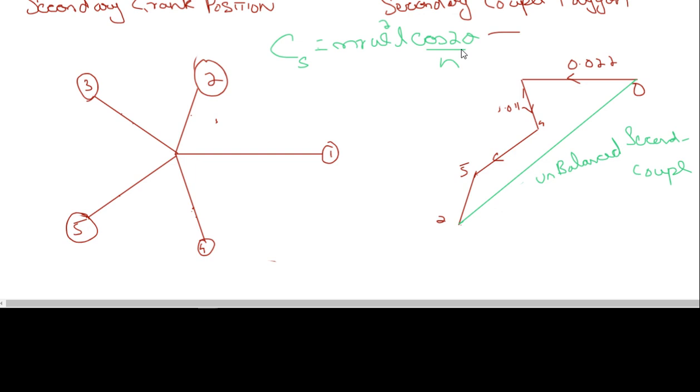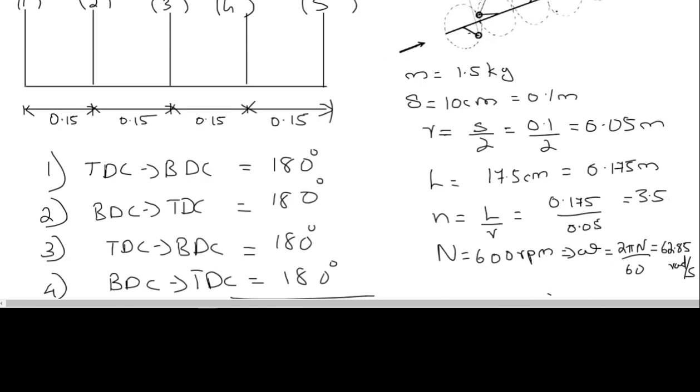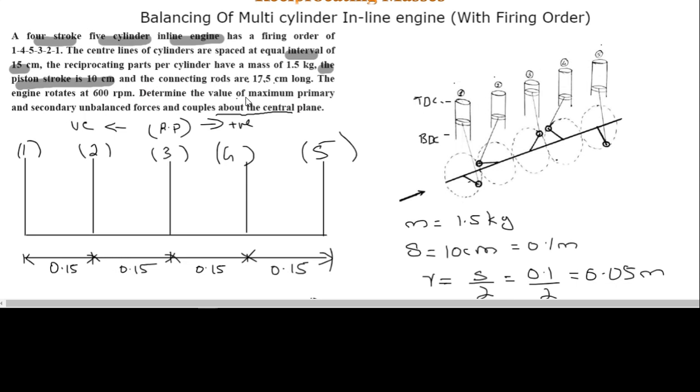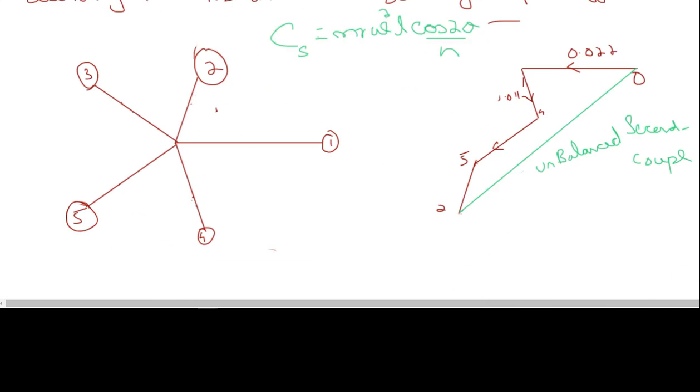But for the maximum secondary couple, we are asked to find out in the question. We are asked to find out maximum primary and maximum secondary couple. So for the maximum condition, cos 2 theta will be equal to 1. So what you will get is MRL omega square divided by n. So we should multiply the MRL value with omega square divided by n as the secondary couple.